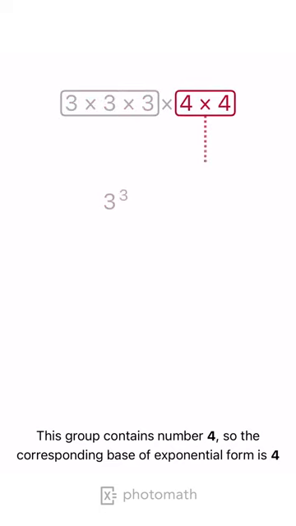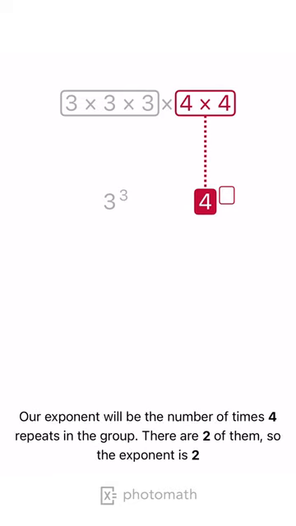This group contains number 4, so the corresponding base of exponential form is 4. Our exponent will be the number of times 4 repeats in the group. There are 2 of them, so the exponent is 2.